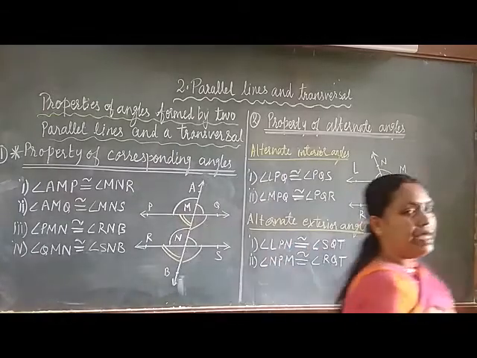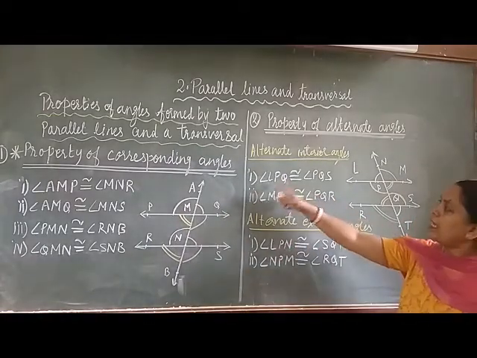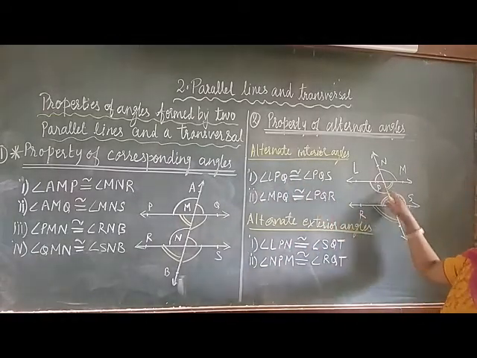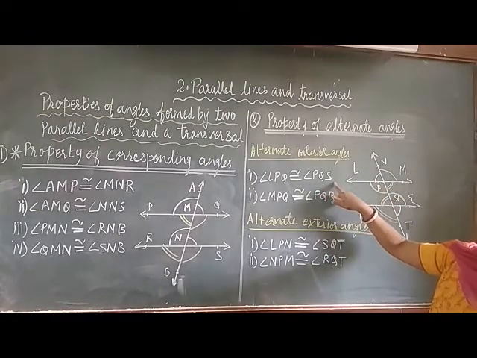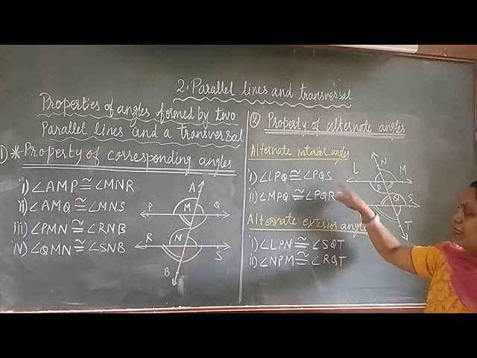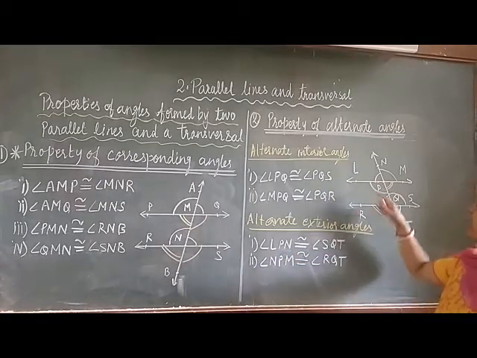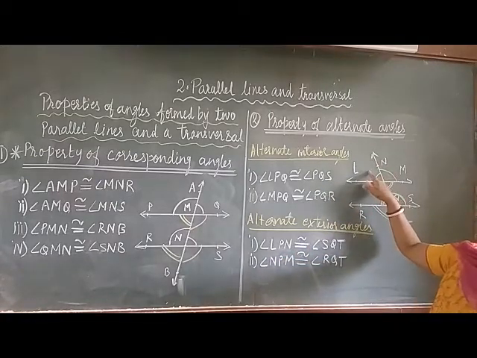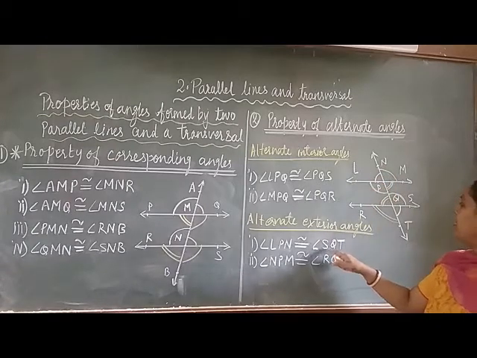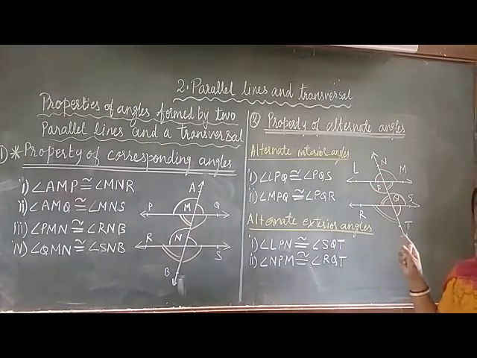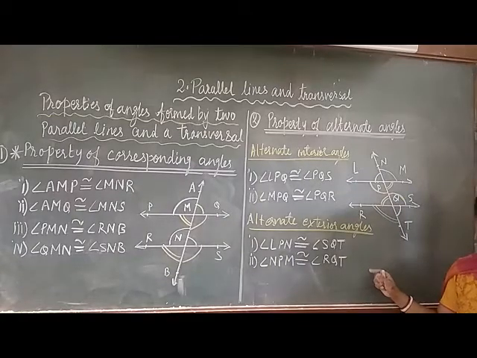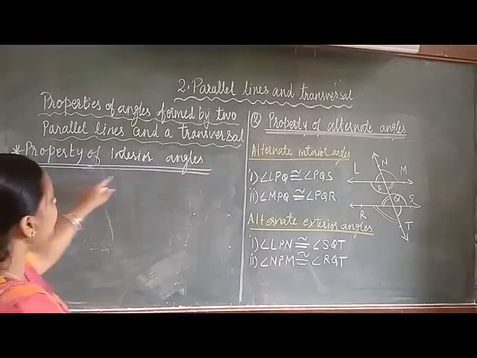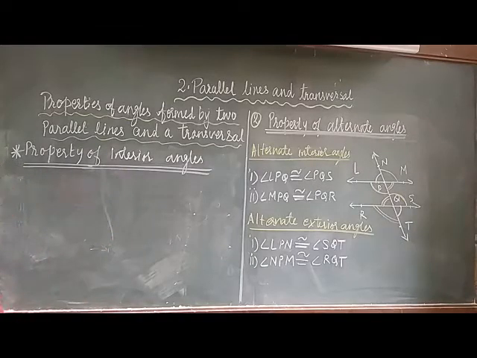If LPQ is 130 degrees, then angle PQS will also be 130 degrees. Here, if LPN is 50 degrees, then angle SQT will also be 50 degrees, because pairs of alternate angles are congruent.